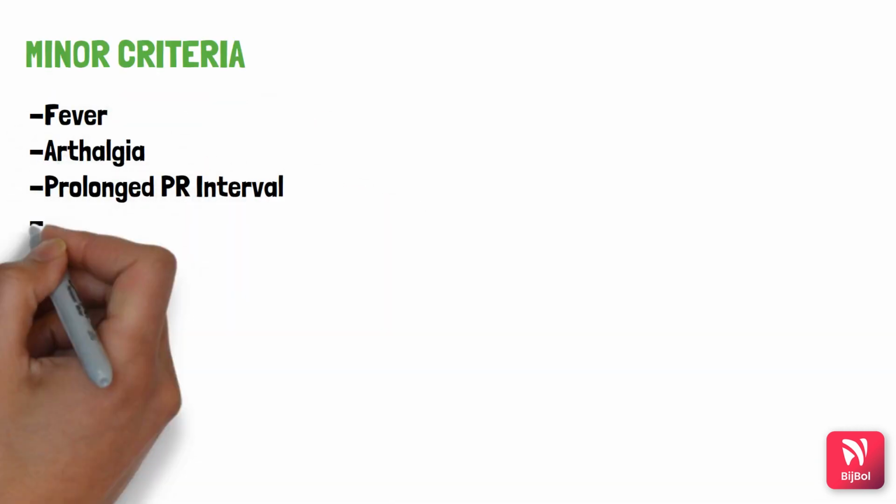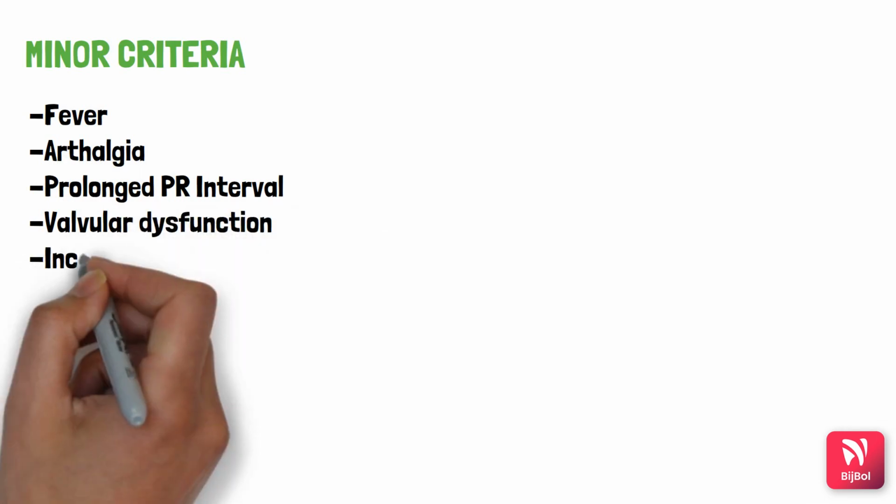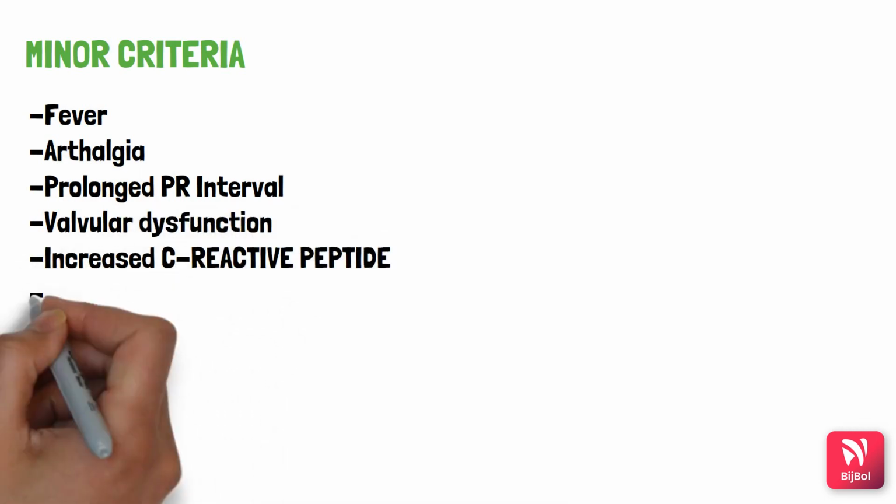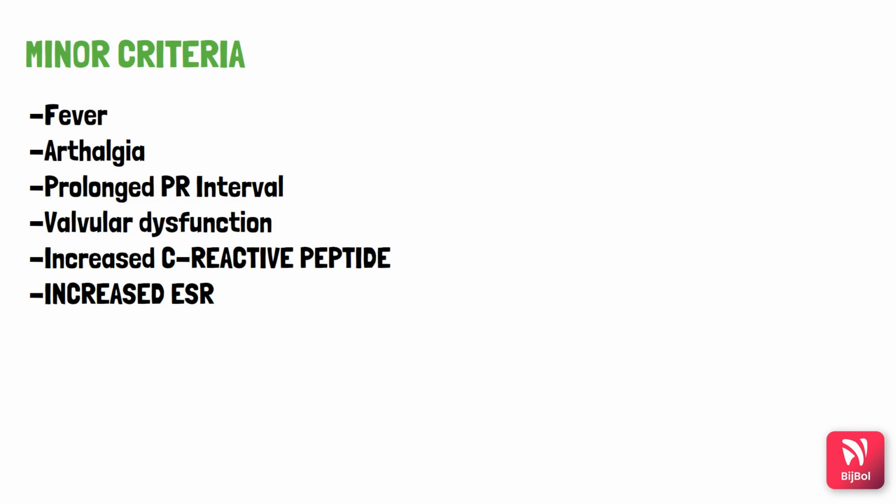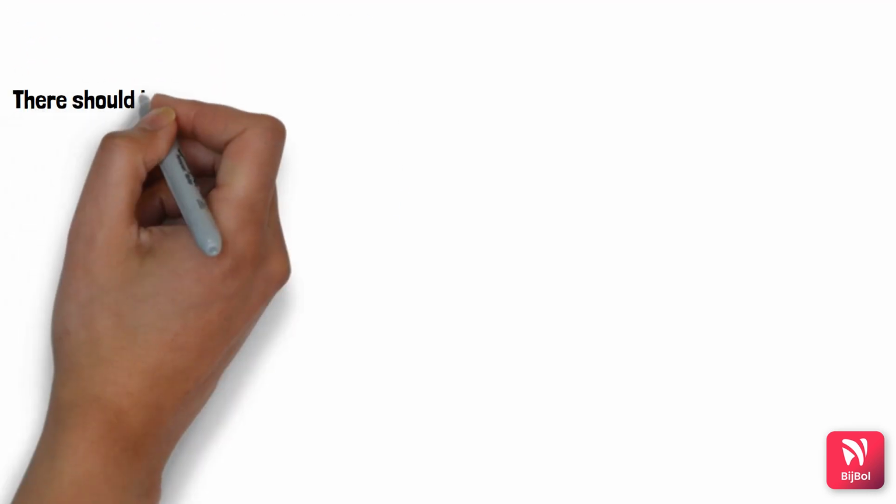Now let's see the minor criteria. It includes fever, arthralgia, prolonged PR interval, and as time increases, there is valvular dysfunction of the mitral and aortic valve in particular. There are increased C-reactive protein levels and an increase in the erythrocyte sedimentation rate.